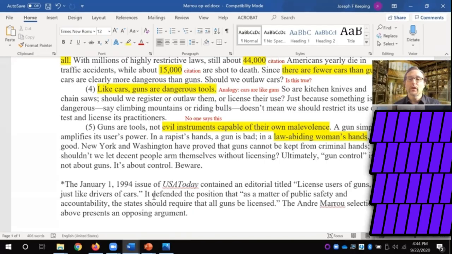New York and Washington have proved that guns cannot be kept from criminal hands. Should we let decent people arm themselves without licensing? Ultimately, gun control is not about guns, it's about control. Beware. If I were doing this on paper, I would draw another one of those squiggly lines here, and then I would write summary. This is like a summary paragraph.